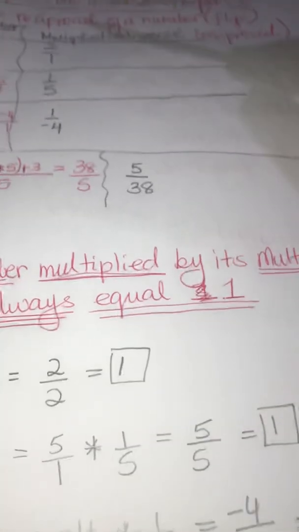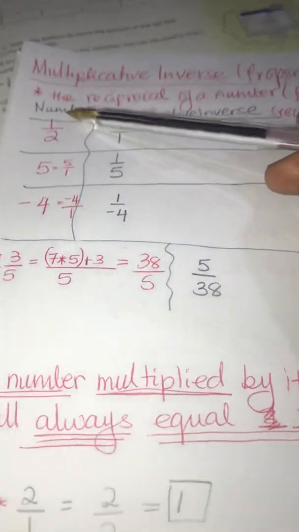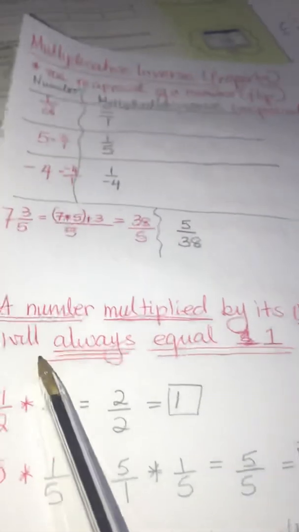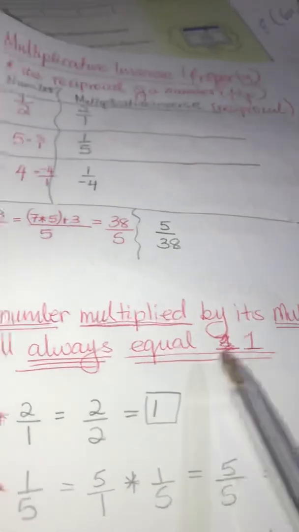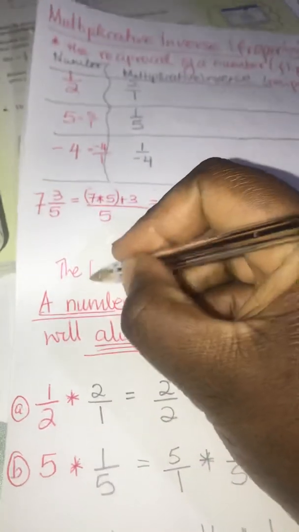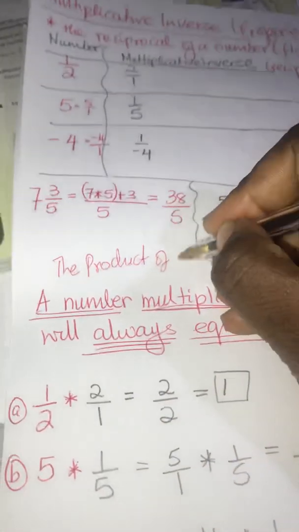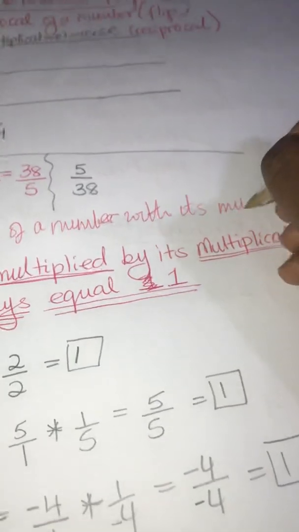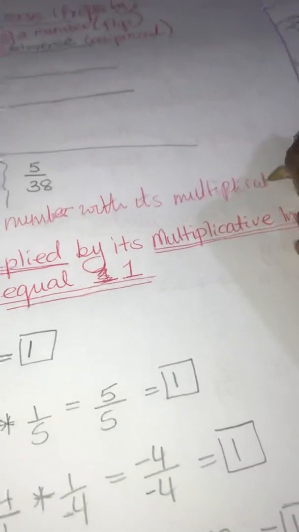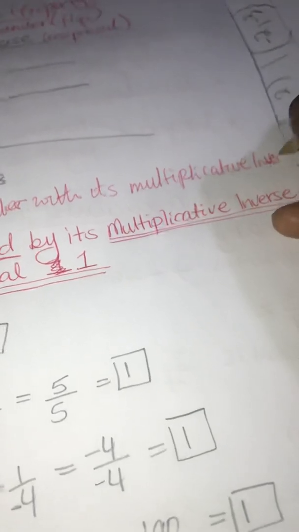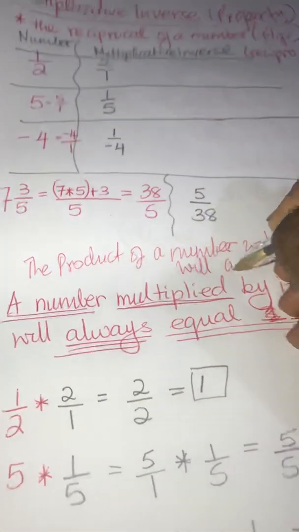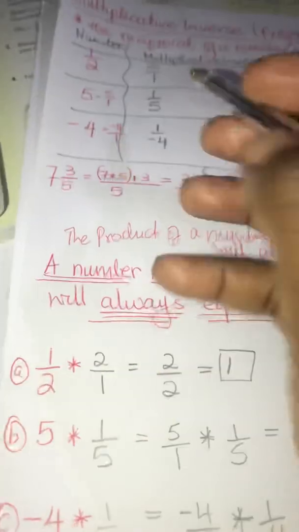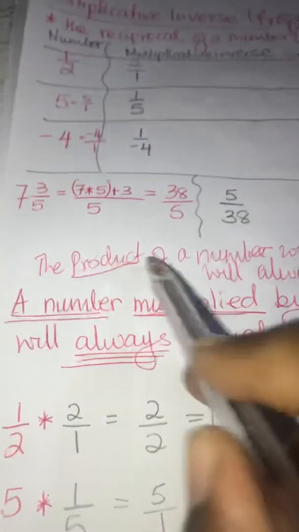Now, there is a relationship between a number and its multiplicative inverse. A number multiplied by its multiplicative inverse will always equal 1. Another way you can say this: the product of a number with its multiplicative inverse will always equal 1. Here I have used product instead of multiplied. You should know these two words mean the same.